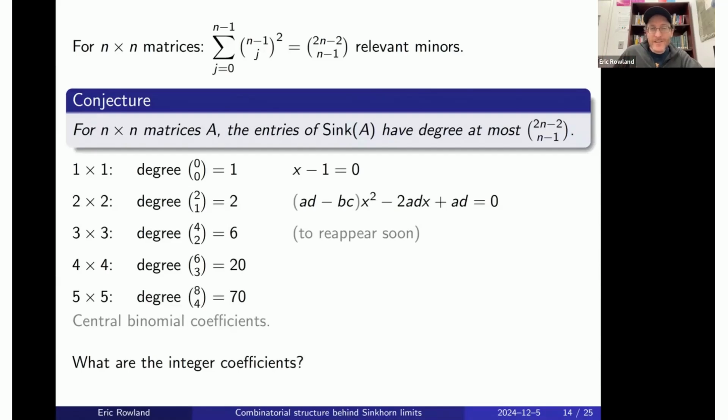But again, what are the integer coefficients? Do they have some kind of meaning? We tried to run the Gröbner basis computation for 4 by 4 matrices also. We expected a degree 20 output, but we couldn't get this computation to finish.